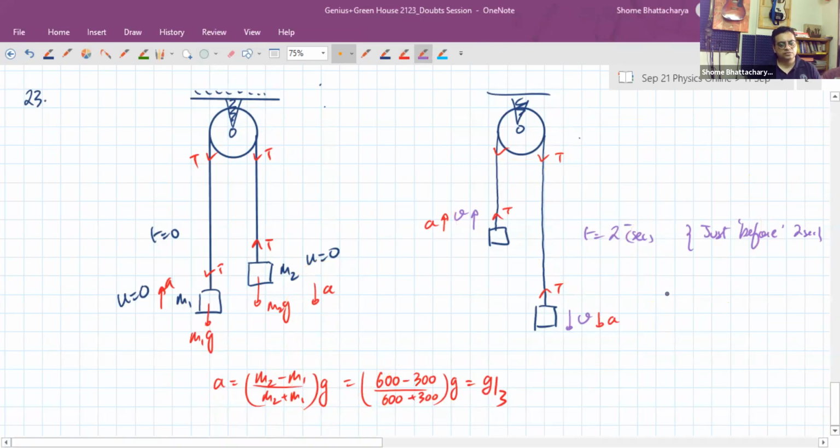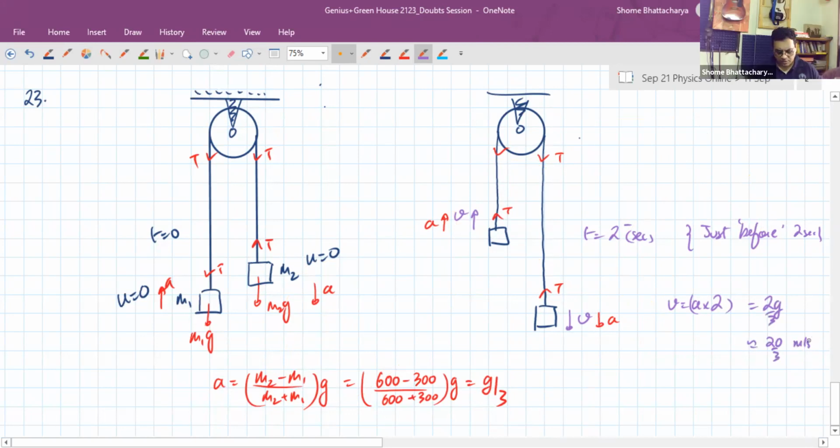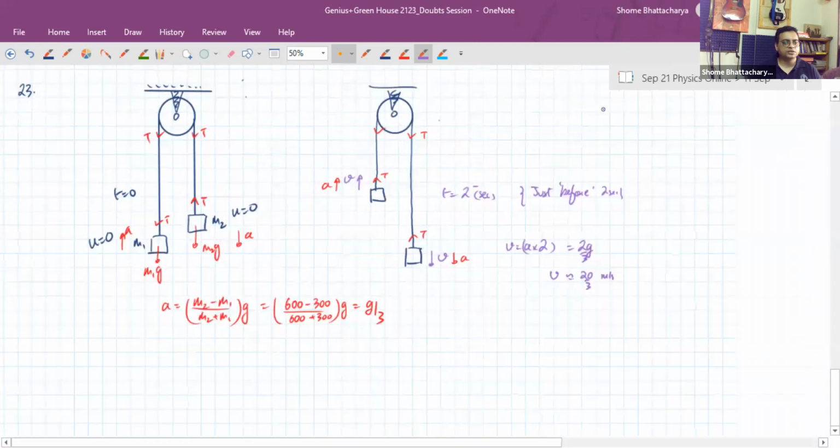Okay, so now you can see that this velocity will be what? It will be a into 2 seconds, so it will be 2g/3, or approximately 20/3 meters per second. Unless g's value is given, which is not the case, so we'll take it as 10 approximately. So this is the speed just before t equal to 2 seconds. Okay. Now what happens the moment you stop this block?